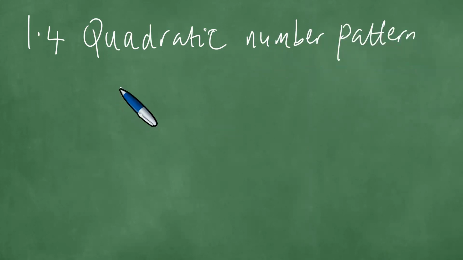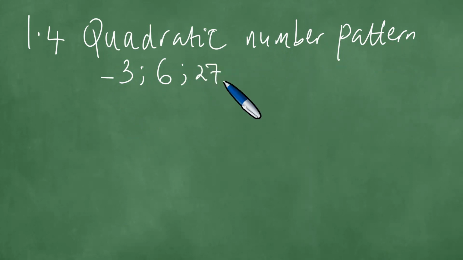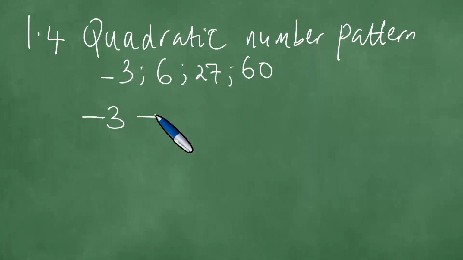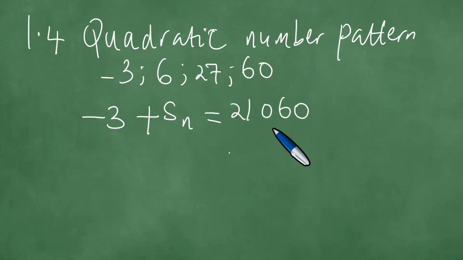So the quadratic number pattern is going to be -3, 6, 27, and 60. You know it from the beginning. So we are adding now to the first term. The first term is -3, and we're adding the Sn terms, and we're getting an answer of 21,060. And we're saying how many of these terms were added.